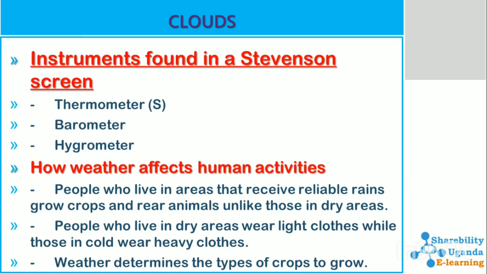Weather determines the types of crops to grow. Like I gave an example of people living around Mount Elgon, and the type of weather they experience enables them to grow certain types of crops like banana, coffee, but there are certain types of crops they can't grow because of the type of weather they experience. For example, they cannot grow wheat simply because the weather does not support the growth of that type of crop.